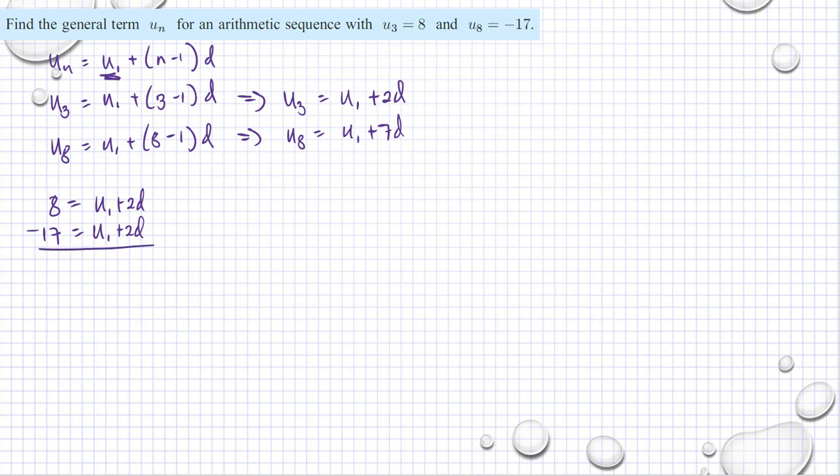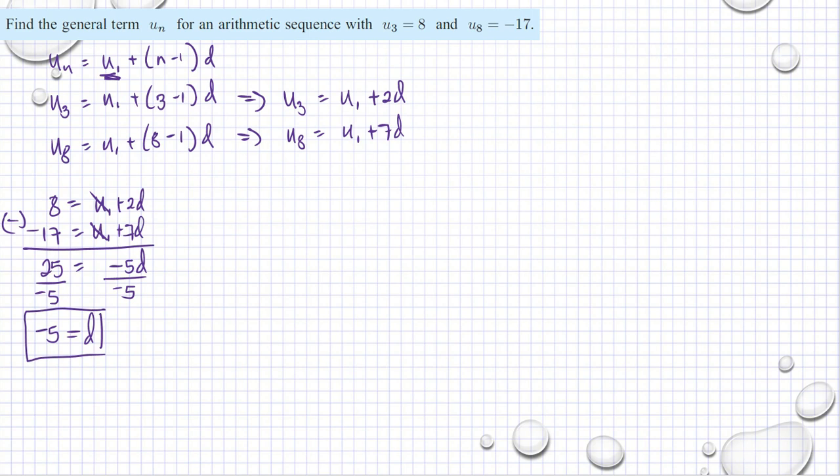Okay, if we subtract these equations, then we have 25 is equal to, this one will become 0, and this is 70, sorry. That is negative 5d. So if we divide both sides of the equation by negative 5, then our difference is equal to negative 5. Now we have the difference.